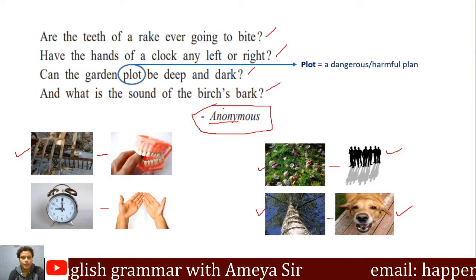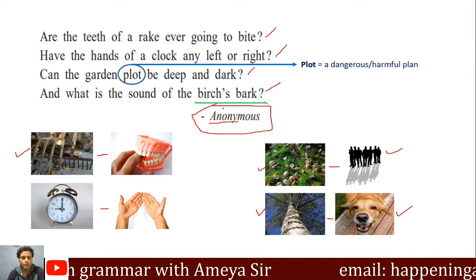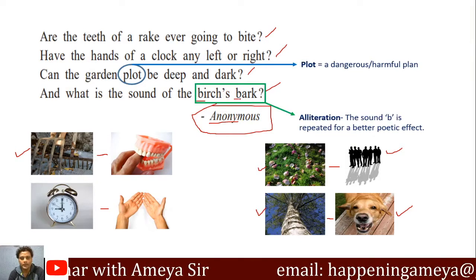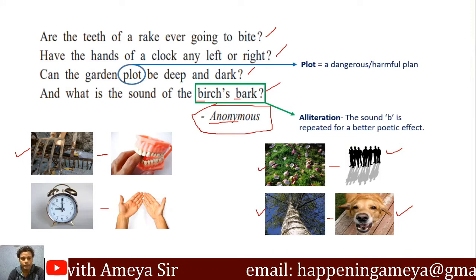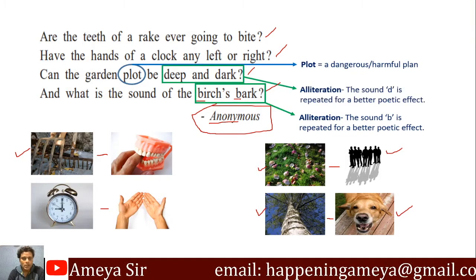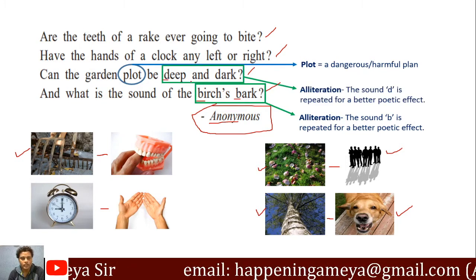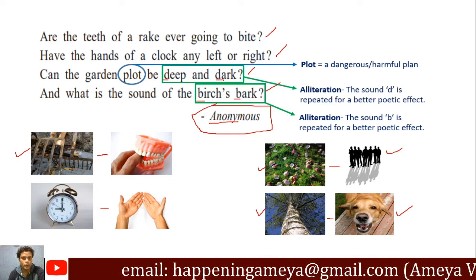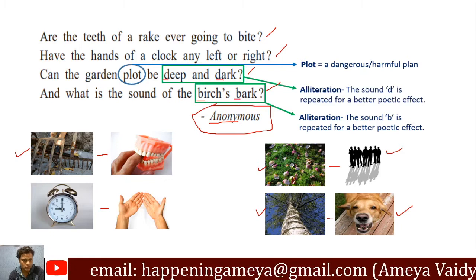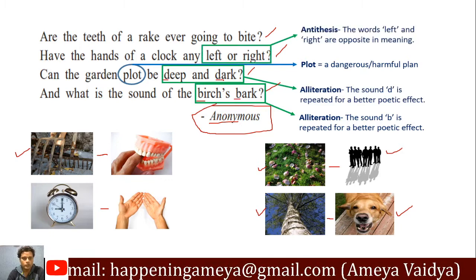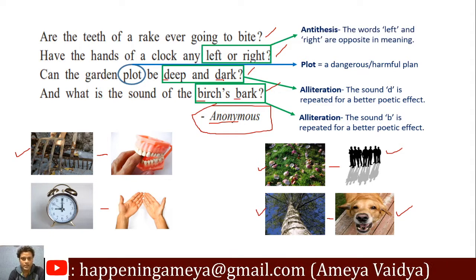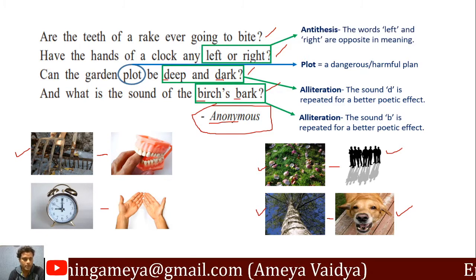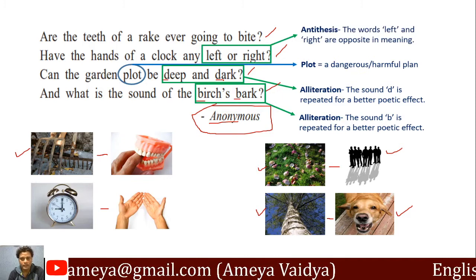What are the entries? Plot, I told you, is a dangerous or harmful plan. Bird's bark is the B sound getting repeated, so it is an example of alliteration. Deep and dark is alliteration again because of the D sound that is getting repeated for a better poetic effect. Is there anything else? I don't think so. Oh, yes, there is. Left or right is opposite. Exactly, antithesis. It's a very good example. Left or right is antithesis.